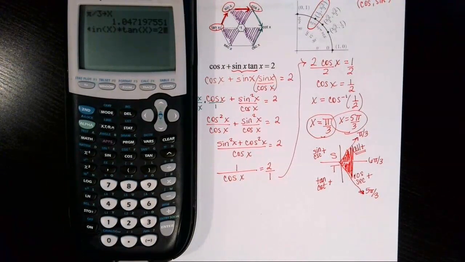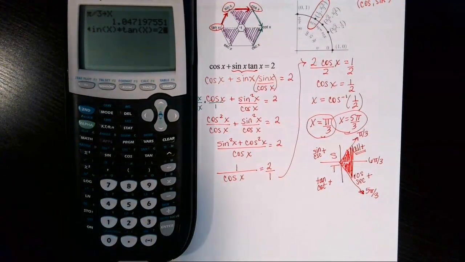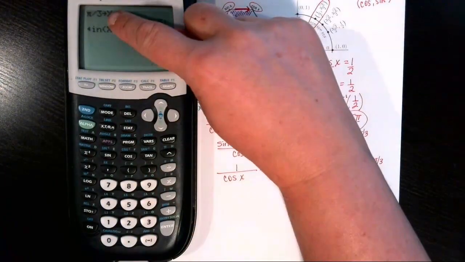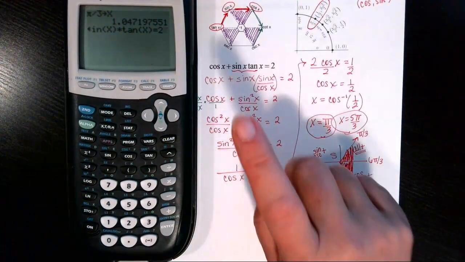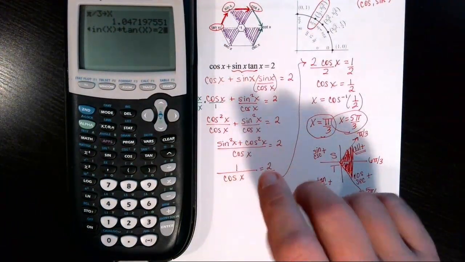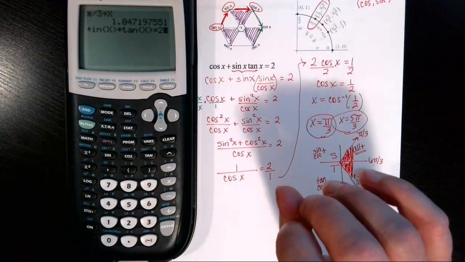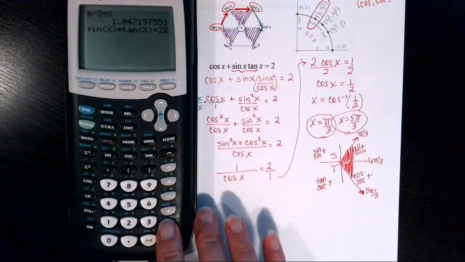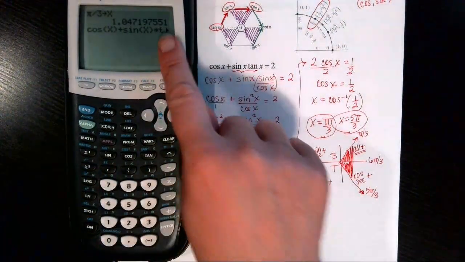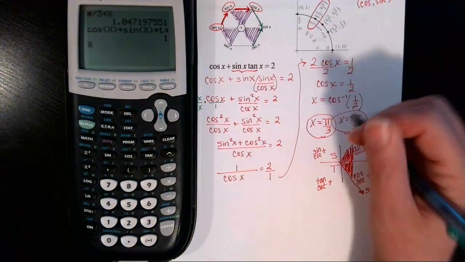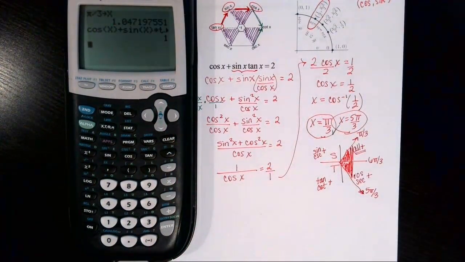Now when we press enter, we're asking the calculator a question, right? Is this a true statement or not, when it substitutes in pi over 3 for the x? And if we get back a 1, that means yes, it's true. If we get back a 0, then no, that's not a true statement. So we press enter and we get a 1, and so we know that pi over 3 checks.